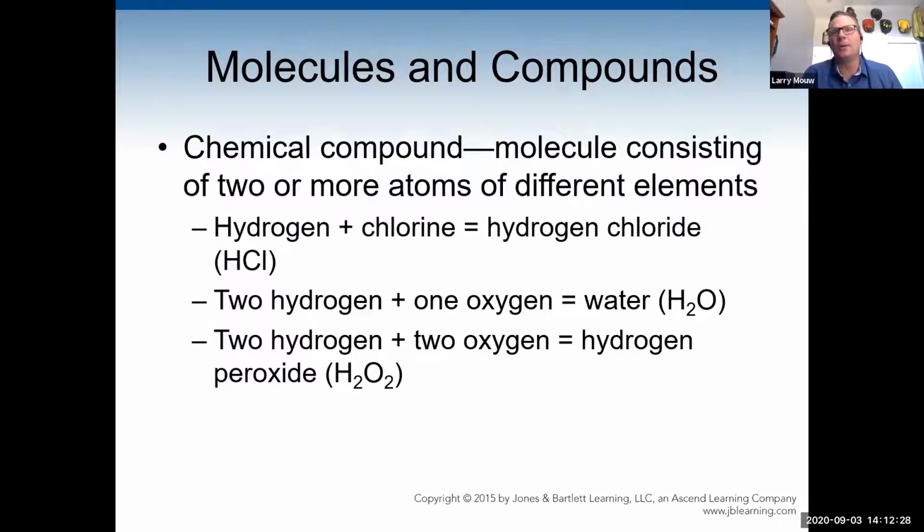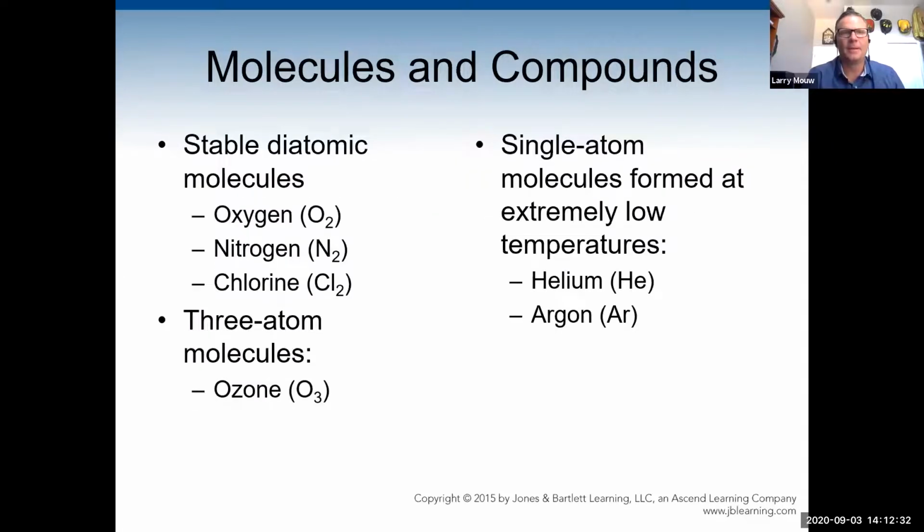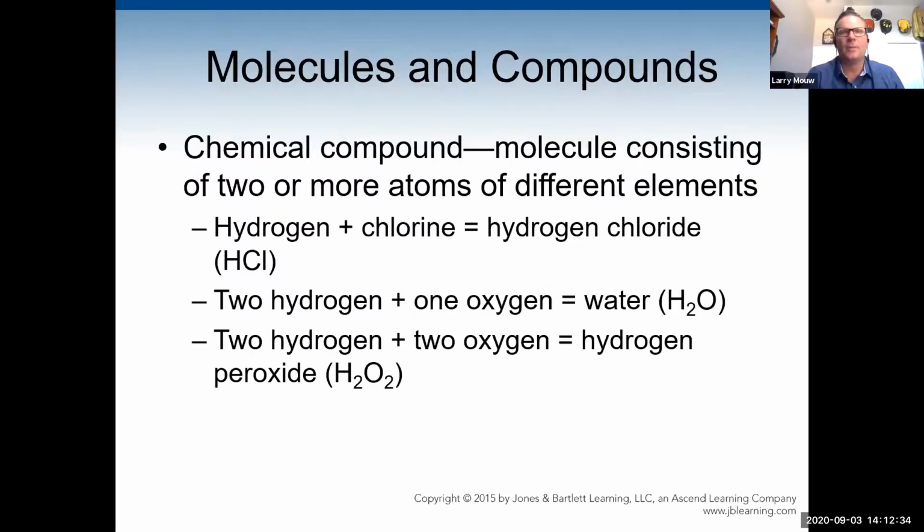Now, a chemical compound is molecules consisting of two or more atoms of different elements. So hydrogen and chlorine, hydrogen chloride, HCl; two hydrogen and one oxygen, water, H2O. But now look what happens if we add one more oxygen. We have H2O2, which is hydrogen peroxide, a very different substance than water, just by adding one more atom of oxygen.